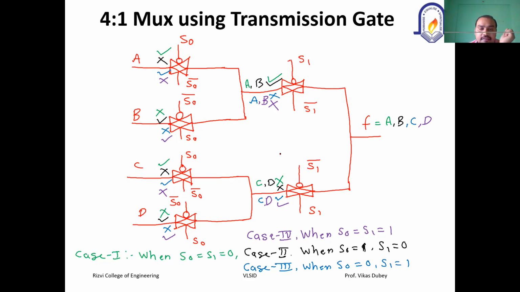Now again your S1 is 0, so when S1 is 0 it means S1 bar will be 1, so this will turn the NMOS on, and S1 this is 0, so this will turn this one off. So your output will be A. So I think you can understand the other conditions the same way. So the important thing is what these control signals are connected to.